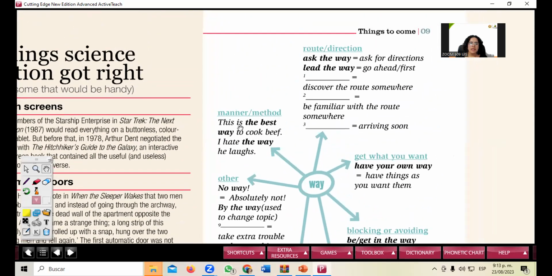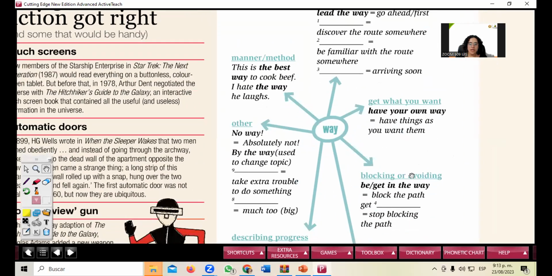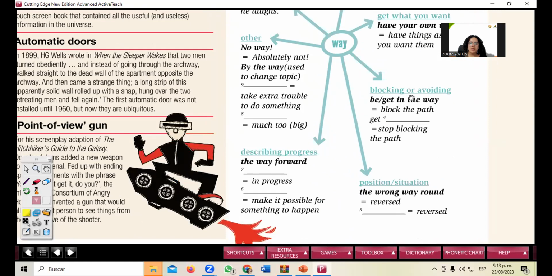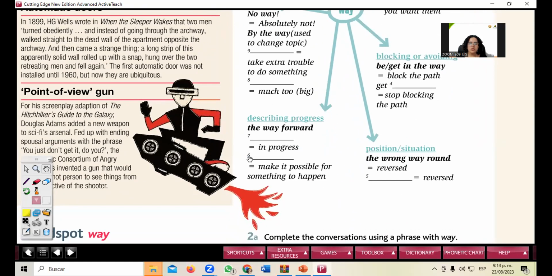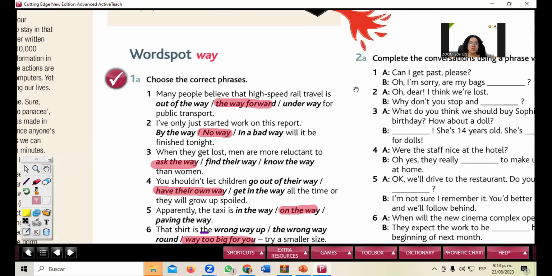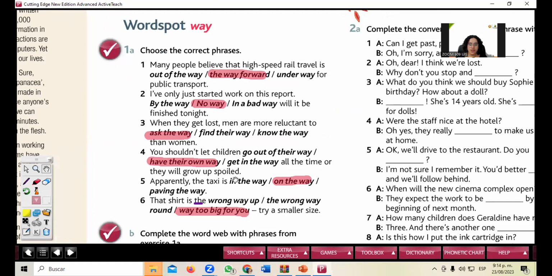Let's see. This is the best way. I hate the way he laughs. Ask the way. Lead the way. To have your own way. To be in the way or get in the way. The wrong way around. The way forward. Okay, so you can use these or the others that we have here.